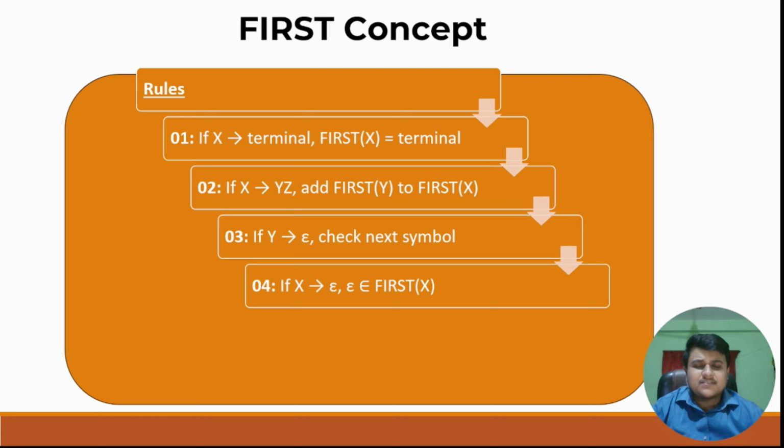Rule 1. If X derives a terminal, then First of X contains that terminal. Rule 2. If X derives YZ, then we add First of Y to First of X. Rule 3. If Y can produce epsilon, then we must also check the next symbol Z. Rule 4. If X derives epsilon, then epsilon is included in First of X. Now let us begin calculating First step by step, starting from the symbol S.